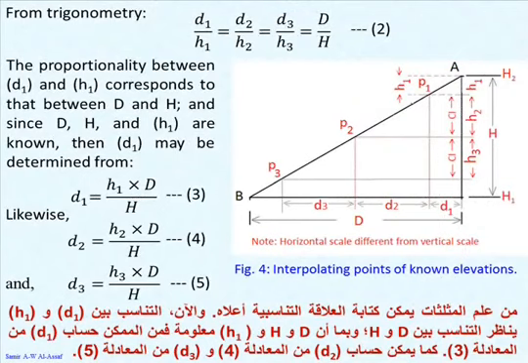From trigonometry, small d sub 1 over small h sub 1 equals small d sub 2 over small h sub 2 equals small d sub 3 over small h sub 3 equals capital D over capital H. The proportionality between small d sub 1 and small h sub 1 corresponds to that between capital D and capital H. And since capital D, capital H, and small h sub 1 are known, then small d sub 1 may be determined from small d sub 1 equals small h sub 1 times capital D over capital H. Likewise, small d sub 2 equals small h sub 2 times capital D over capital H, and small d sub 3 equals small h sub 3 times capital D over capital H.